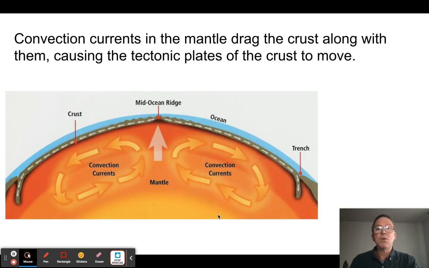And the reason that's important is in the mantle, we have these convection currents. So it's hot at the outer core and cold at the surface. So what happens is we get this upward movement of mantle material, just like we did in the last diagram. It cools off and then it sinks back down.